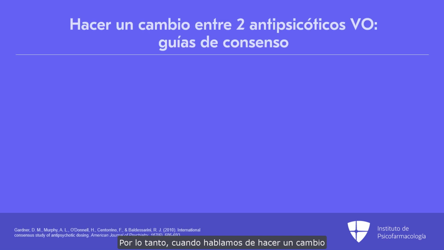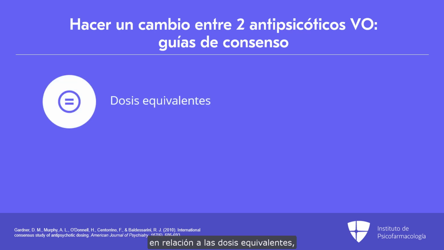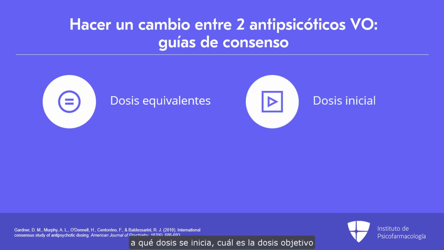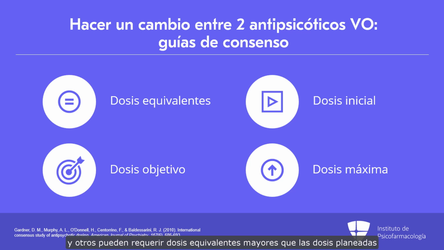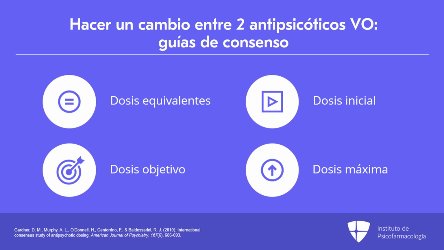So when we talk about switching between two different oral agents, we often rely on expert consensus guidelines regarding dose equivalence and what dose do you start at, what is the target dose, and what is the maximum dose. Some patients are going to require lower than the projected dose equivalence, and some patients may require a little higher than the projected dose equivalence. And that's okay, but these values give us a guide to aim for as we're making the switch.